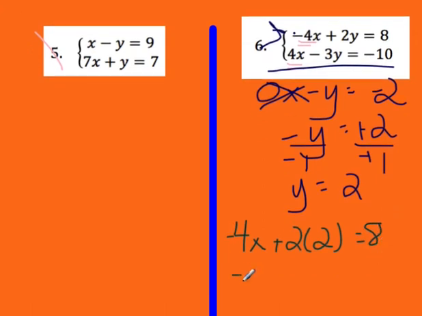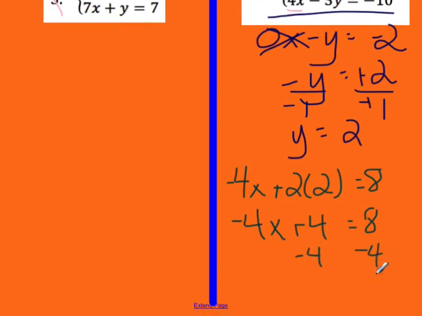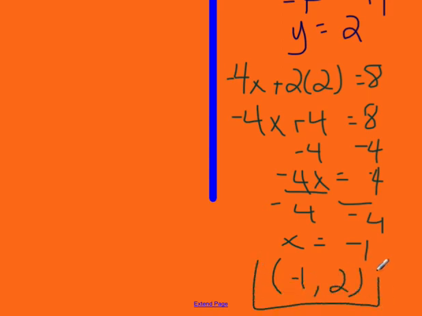So then I get negative 4x plus 4 is equal to 8. So I want to solve for x, so I'm going to subtract 4 from both sides. And then I get negative 4x is equal to negative 4. So again, to solve for x, I'm going to divide both sides by negative 4. And then I get that x is equal to negative 1. So writing that coordinate point out, we have negative 1, 2, a coordinate point, x, then y.